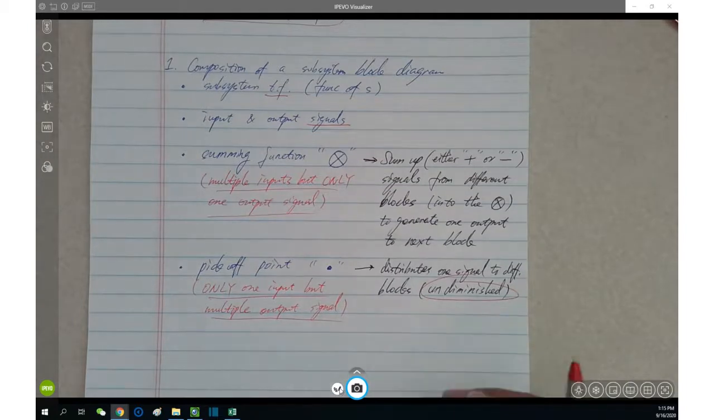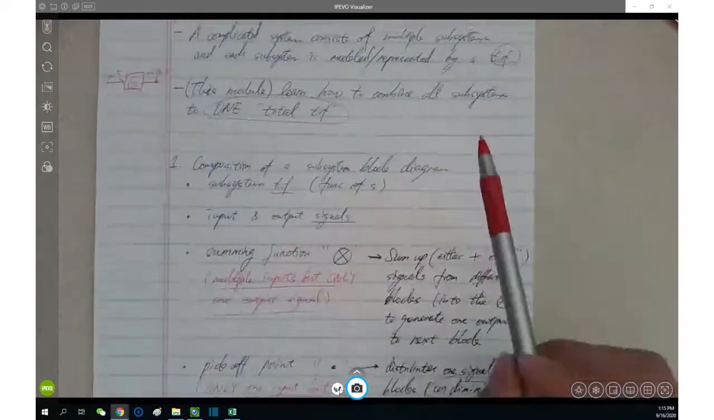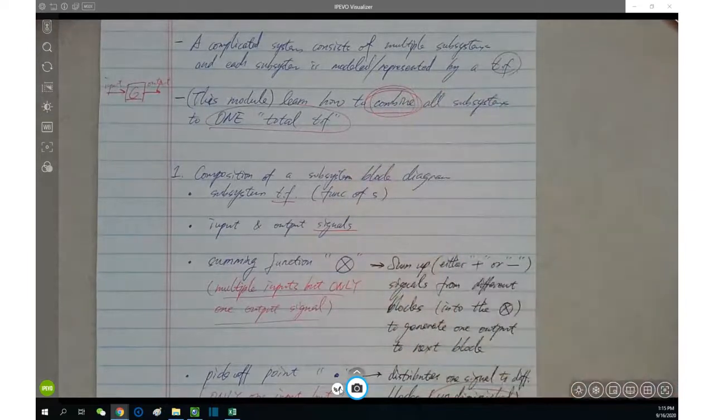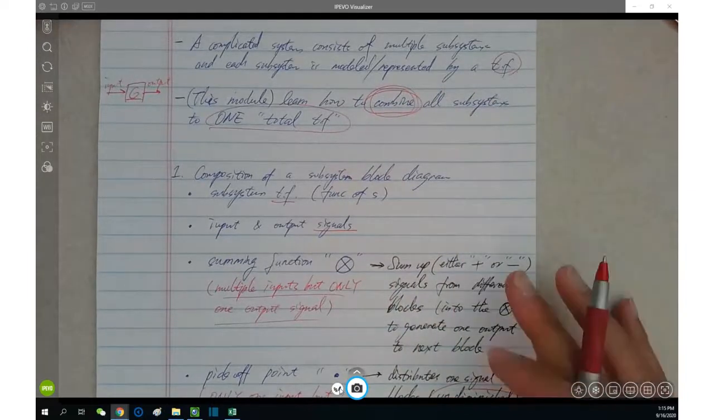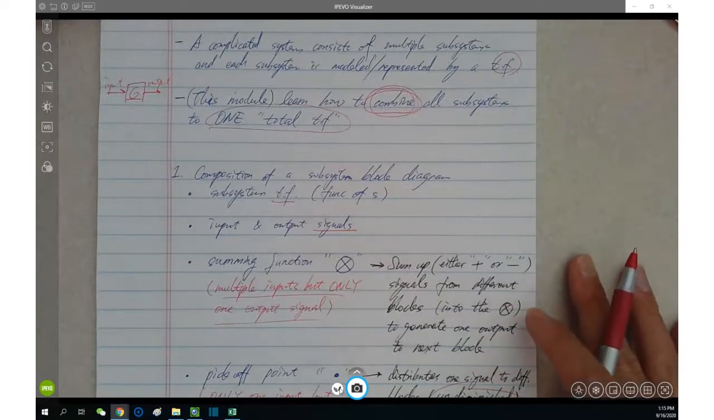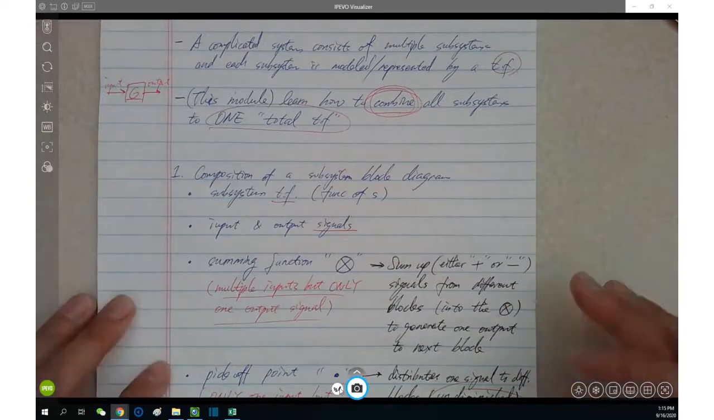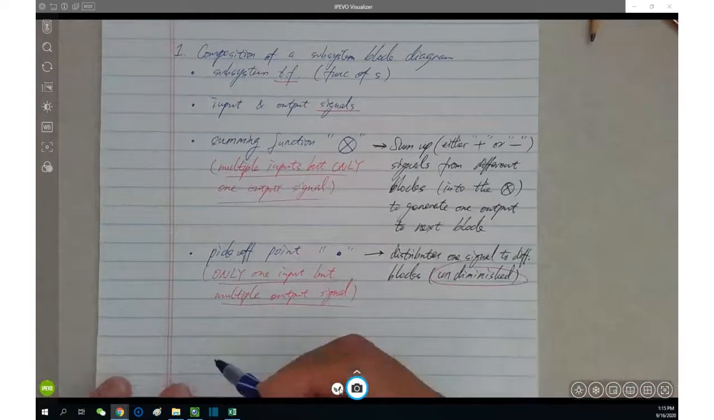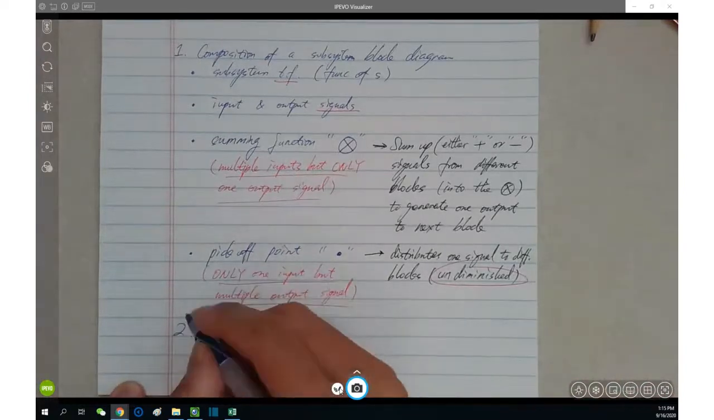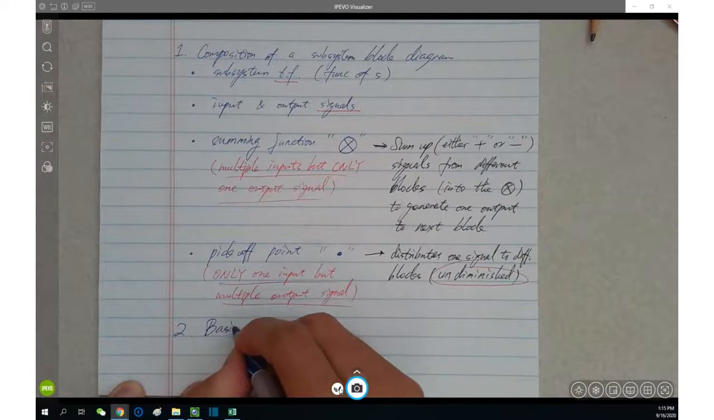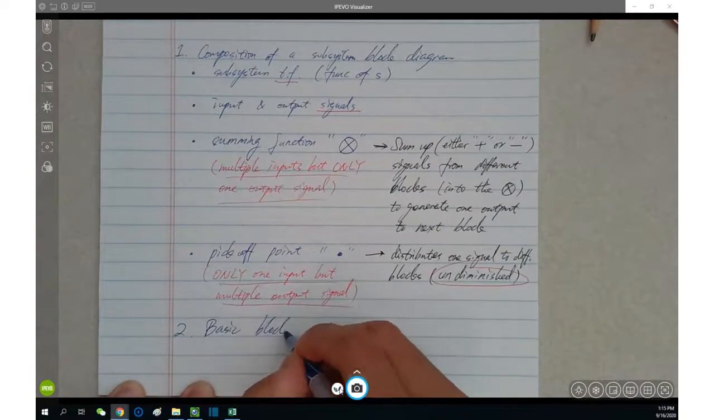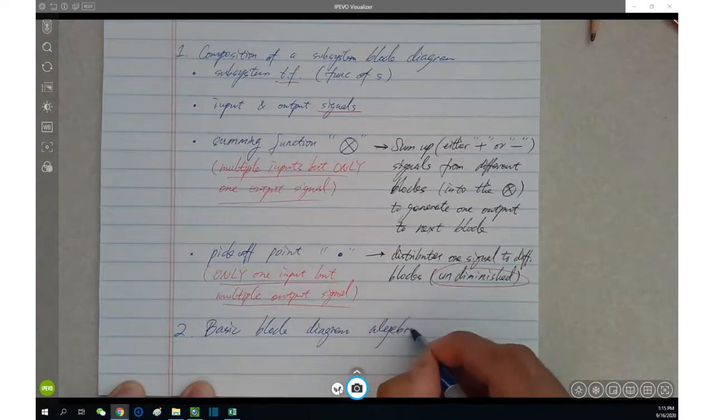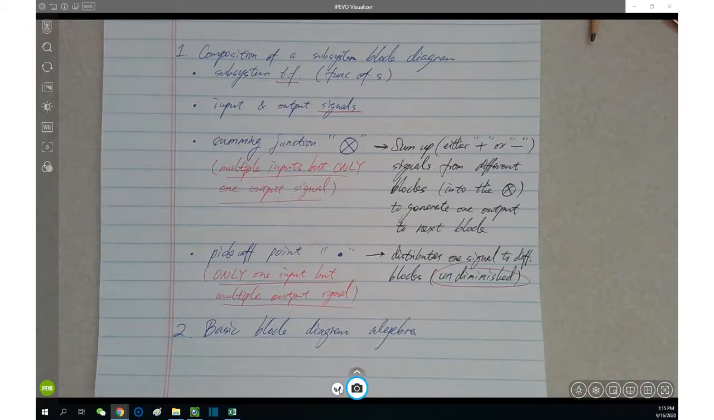And then how do we really conduct this? Because here we are mentioning one term, combining all of the subsystem transfer functions together, and we need to learn how to do this combining. This combining is kind of an operator or operation. So we need to learn the algebra, which is the basic block diagram algebra.